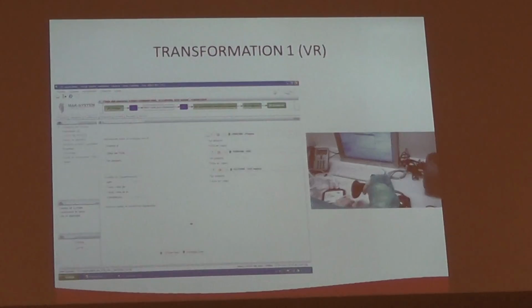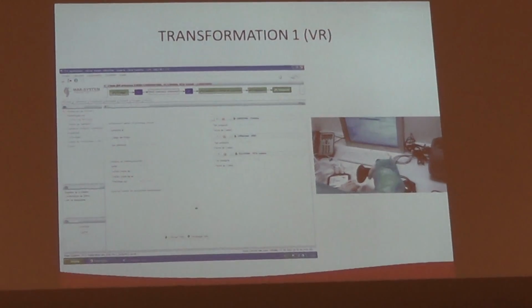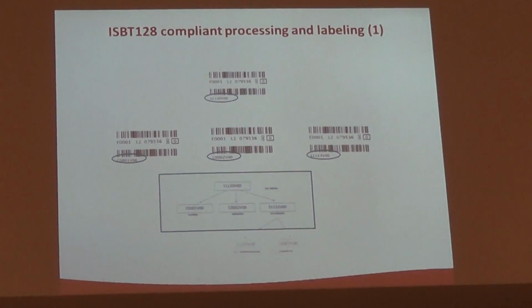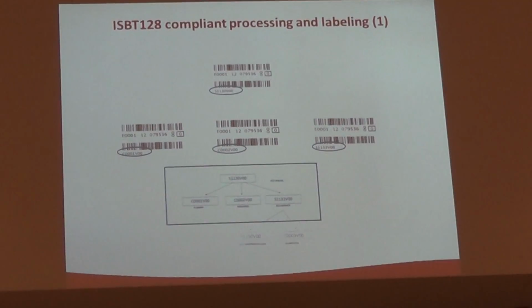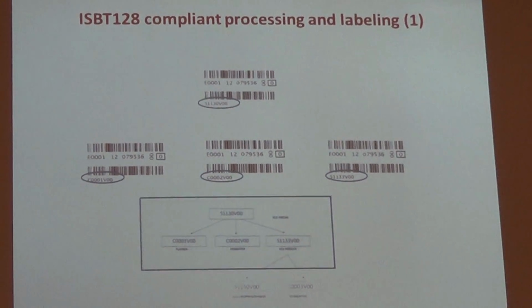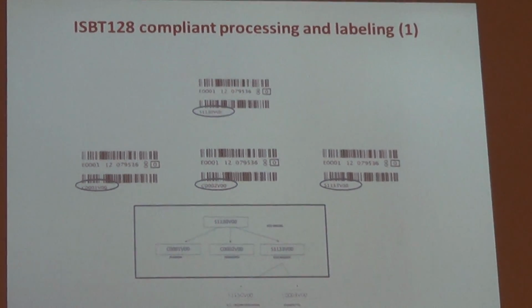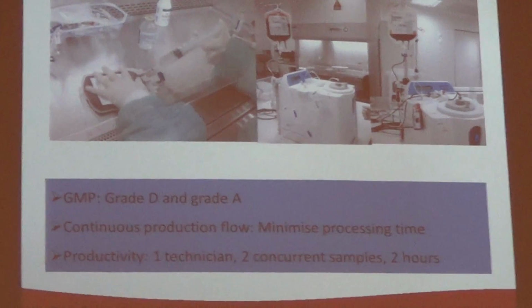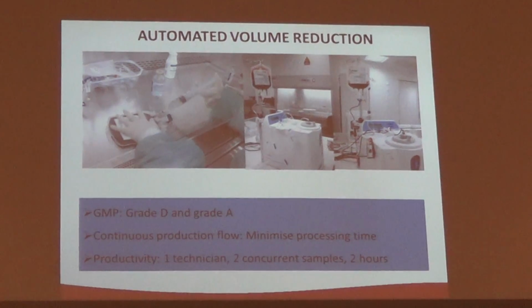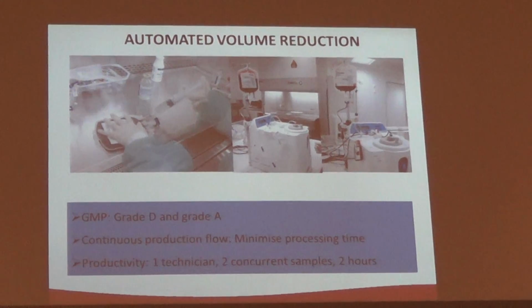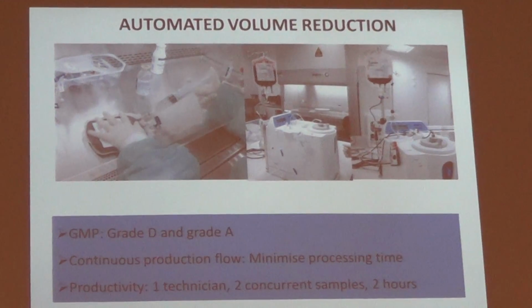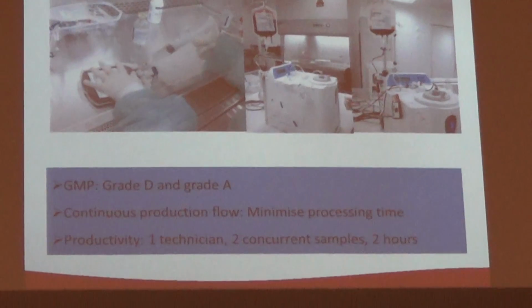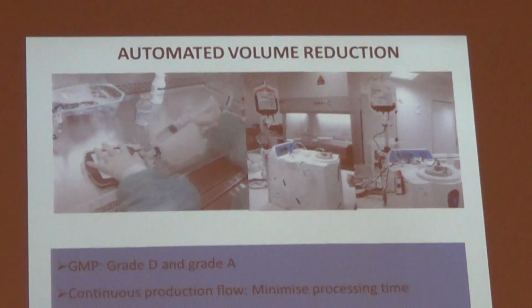We do the reception and the acquisition. We do a volume reduction. We have implemented the labeling using the ISBT 128 system that is what recommended standards. The automatic volume reduction makes the products more reproducible, making the quality of your bank more robust.